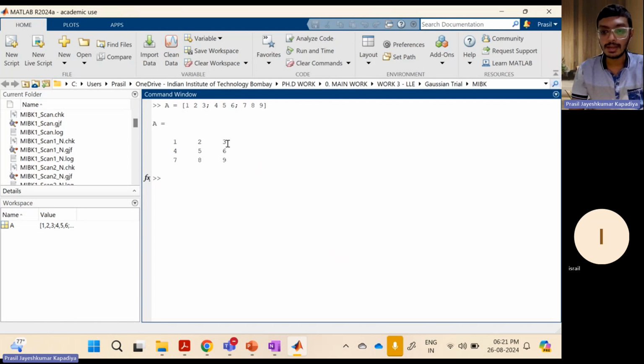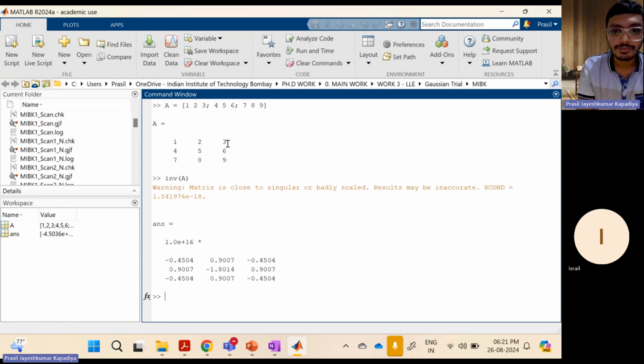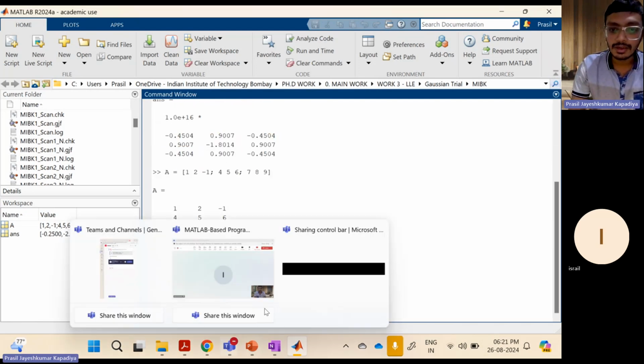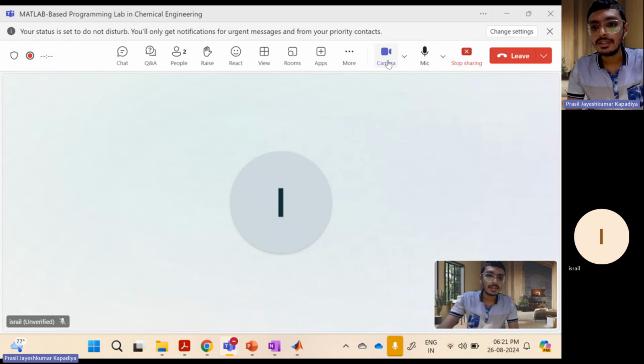So we can use MATLAB inbuilt command directly to calculate inverse of a matrix. It is defined by inv of A. So it will give me inverse of a matrix. See, here it is written that matrix is close to singular or badly scaled, so results may be inaccurate. So this is not a good example, as the inverse of matrix may not occur. So let's say I'm just changing my matrix, and see here, we can see the inverse of matrices. Just give me a minute.